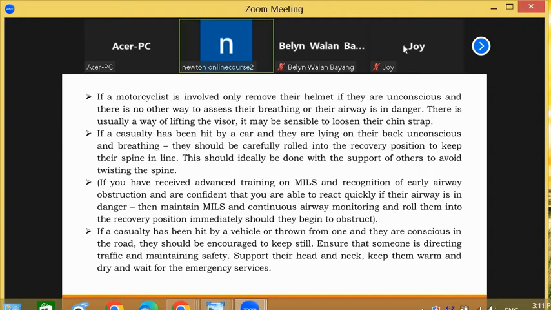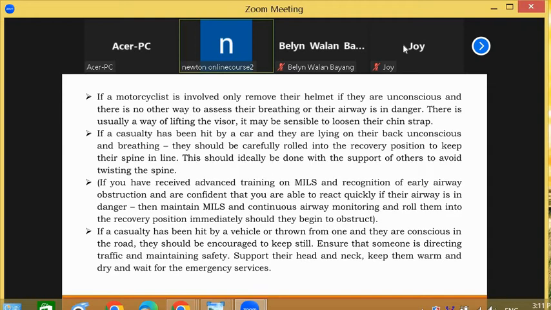Okay, next one. If a casualty has been hit by a car and they are lying on their back, unconscious and breathing, they should be carefully rolled in the recovery position to keep their spine in line. This should ideally be done with the support of others to avoid twisting the spine. So we already discussed that one.